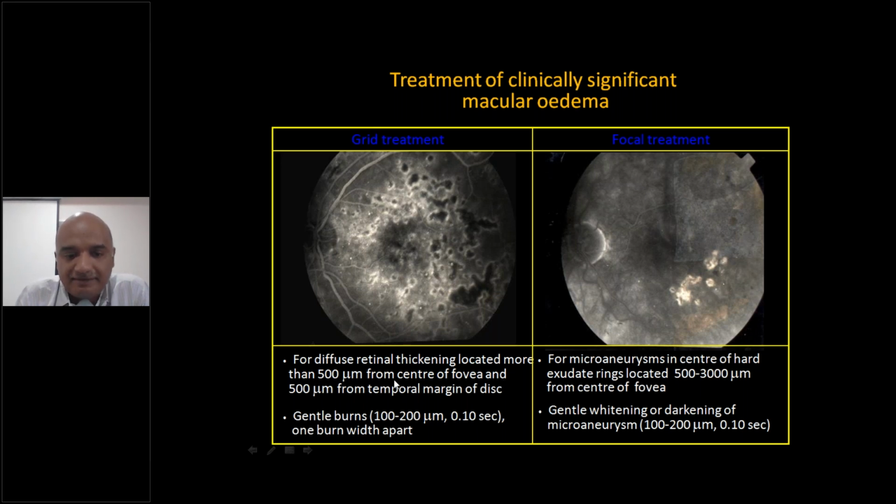So now what are the parameters? For every laser, you set up a parameter, the size of the laser spot and the duration. So these are the parameters which have been mentioned here. What do you try to achieve by that? That will determine the amount of burning on the retina. So you set the parameters on the laser machine and then you treat the patient.